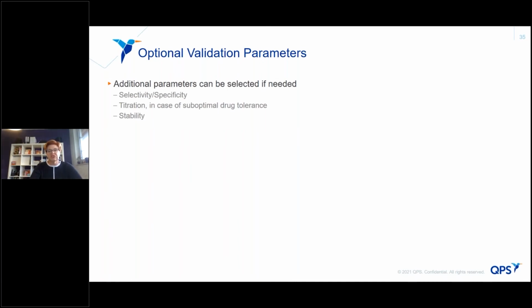In case the drug tolerance is found to be suboptimal, you can consider measuring the samples at several dilutions to verify if the result does not change and if the amount of drug is diluted out. And finally, the stability can be assessed if you want to have more certainty about how to handle the positive control samples.